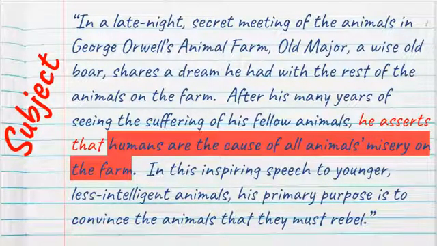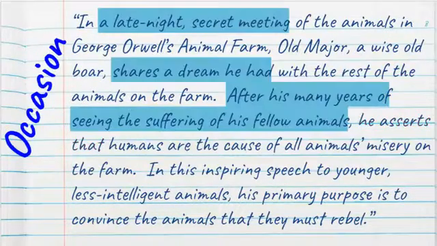It's important that the author's subject is a claim like humans are the cause of all animals' misery on the farm, as opposed to simply Old Major's speech is about the animals' misery. You need to state what the primary claim is, not just the topic of the piece. What is the main argument that the author is making?